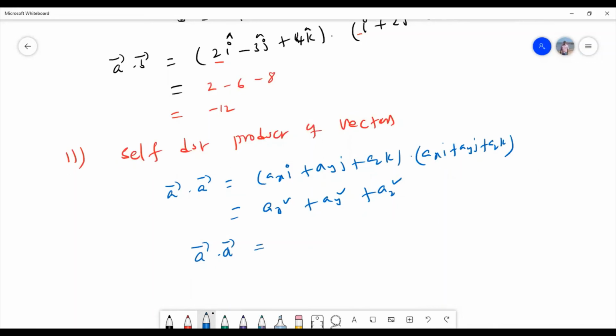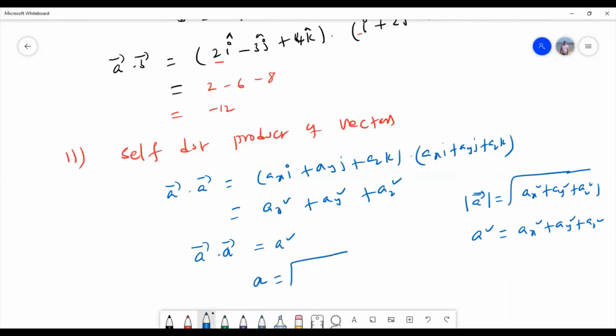This is actually the magnitude. What is the magnitude of a bar? Magnitude of a bar is square root of a x square plus a y square plus a z square, or a square can be written as a x square plus a y square plus a z square. So the same I got. So I can write a bar dot a bar as a square, or I can say a square can also be written as a bar dot a bar. This is an identity.